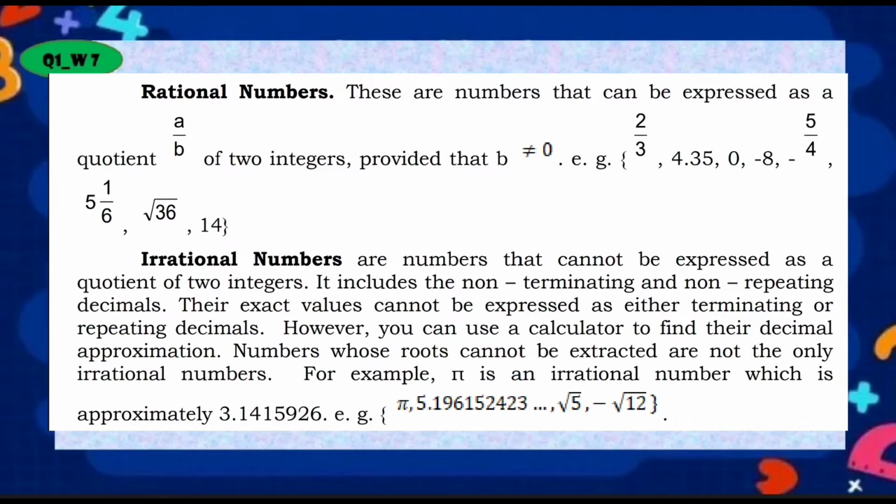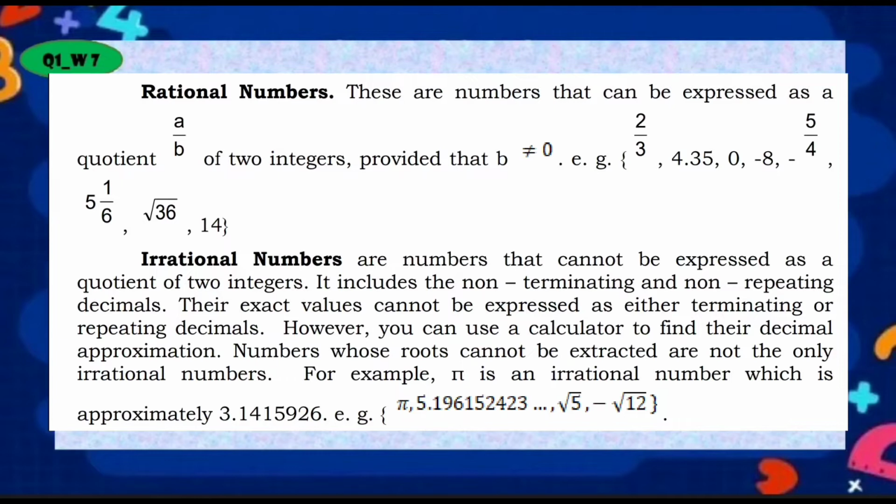Irrational numbers are numbers that cannot be expressed as a quotient of two integers. It includes the non-terminating and non-repeating decimals. Their exact values cannot be expressed as either terminating or repeating decimals. However, you can use a calculator to find their decimal approximation.